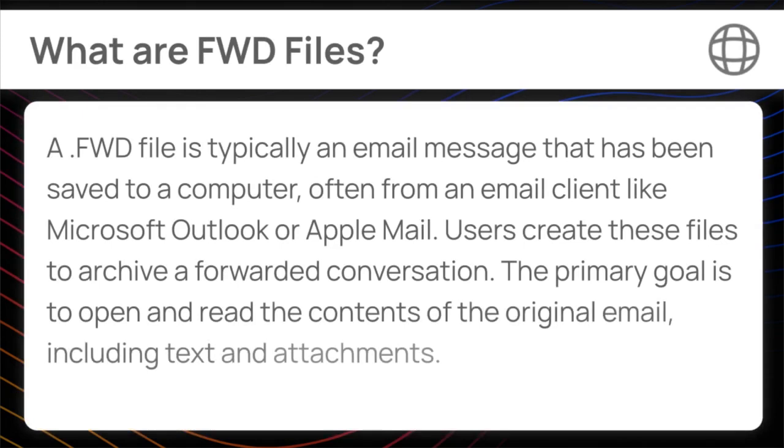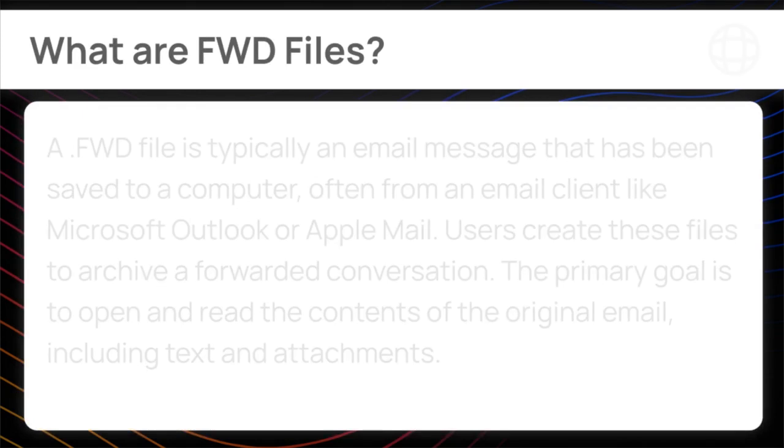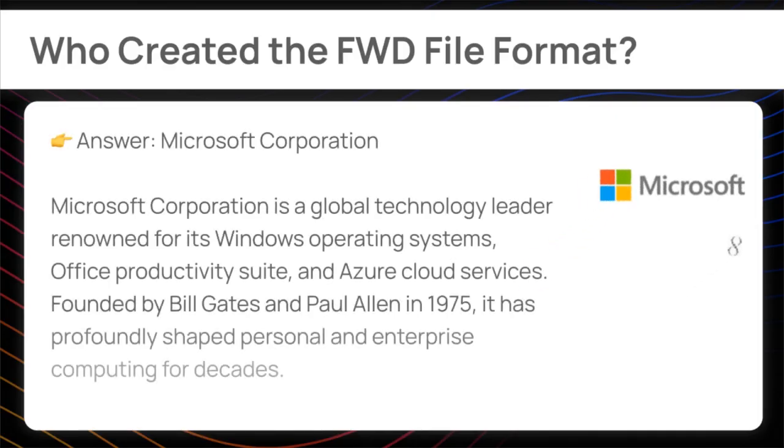A .fwd file is typically an email message that has been saved to a computer, often from an email client like Microsoft Outlook or Apple Mail. Users create these files to archive a forwarded conversation. The primary goal is to open and read the contents of the original email, including text and attachments.